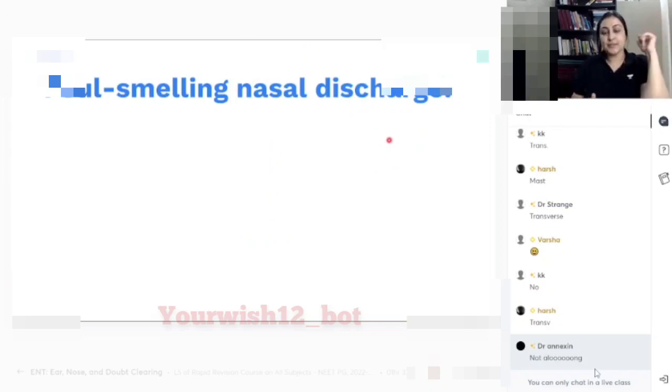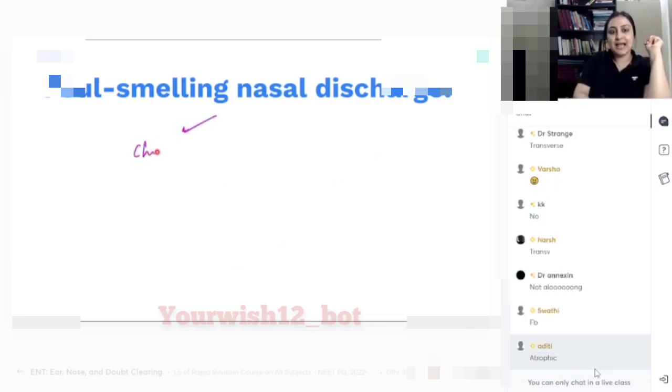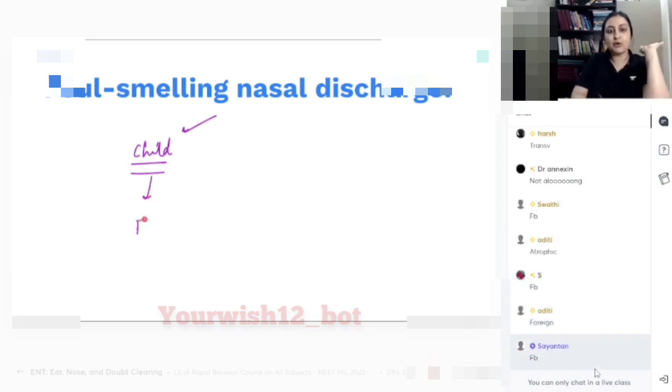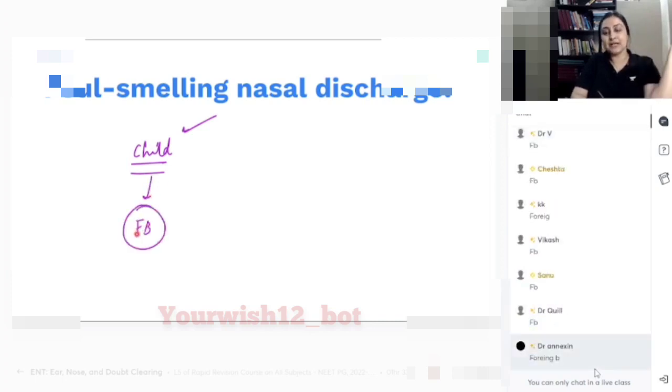Okay, going on to nose. When you see foul smelling nasal discharge, तीन चीजें. अगर छोटा बेबी है, चाइल्ड आया है, अकेले खेल रहा था, अकेले खेलता हुआ बच्चा क्या करके आएगा? Foreign body. कुछ ना कुछ foreign body नाक में डाला होगा, and who would have forgotten. Okay, so this is secondary infection, foul smelling nasal discharge.